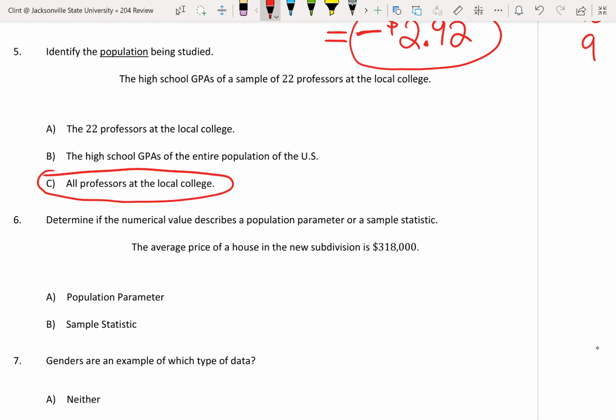Option B is just too big. This is the high school GPAs of everybody in the U.S. That's just more general than we're being here because all our data is coming from the local college. Okay. So the group of people we're studying here, the population, is all professors at the local college. Where the population is the big group, we take a subset of that, that's the sample. Question on that one?